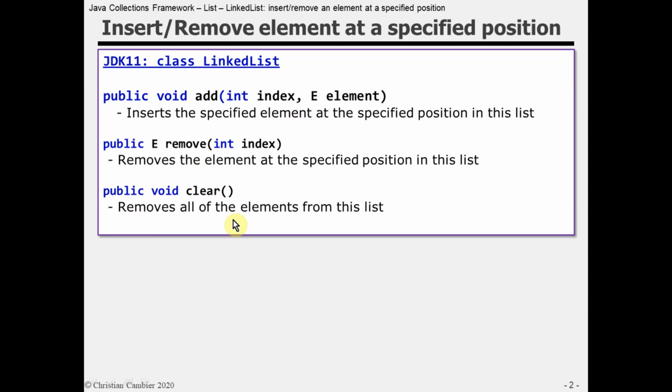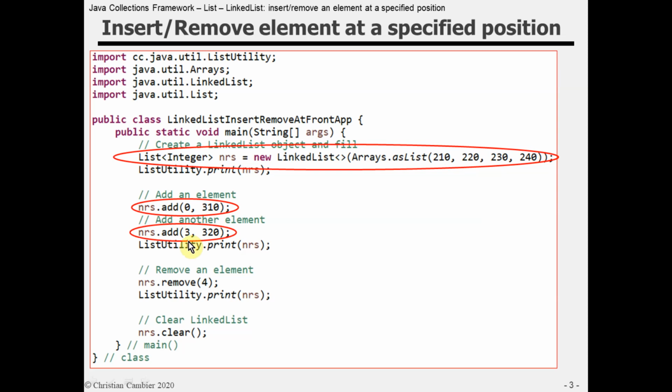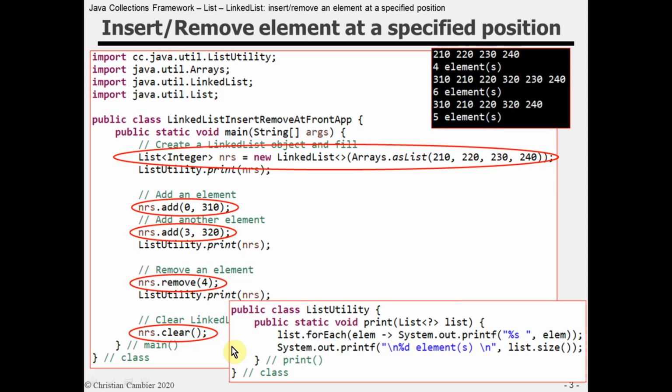This is a sample code. In the main method, I start by creating a linked list object and filling it immediately with 4 elements. Next, I'll add an integer constant 310 at position 0, so completely before all the other elements, and an integer constant 320 at position 3. Then I remove the element at position 4, so the 5th element, after which I completely clear the linked list. Executing this whole program will provide the following output.